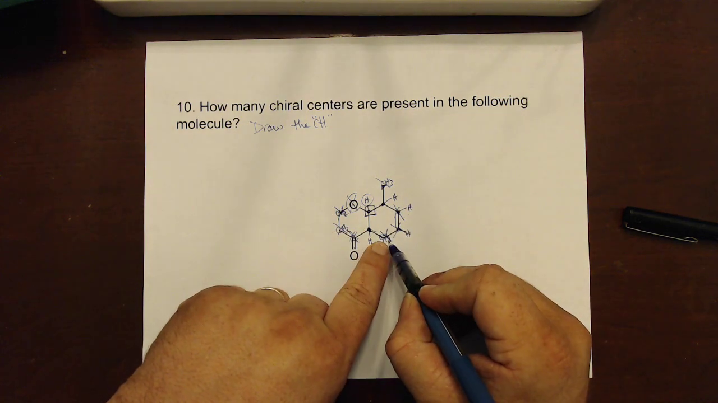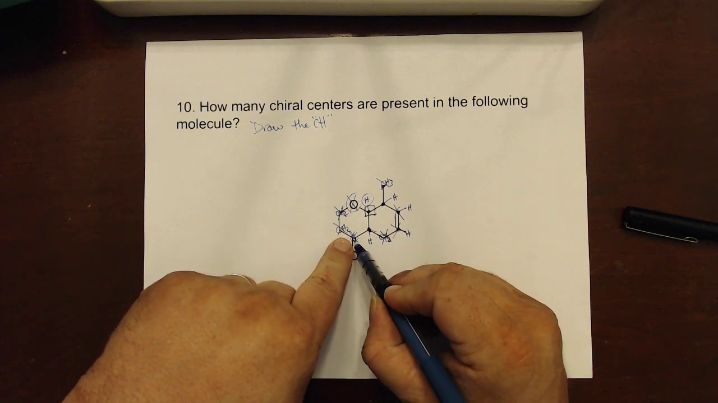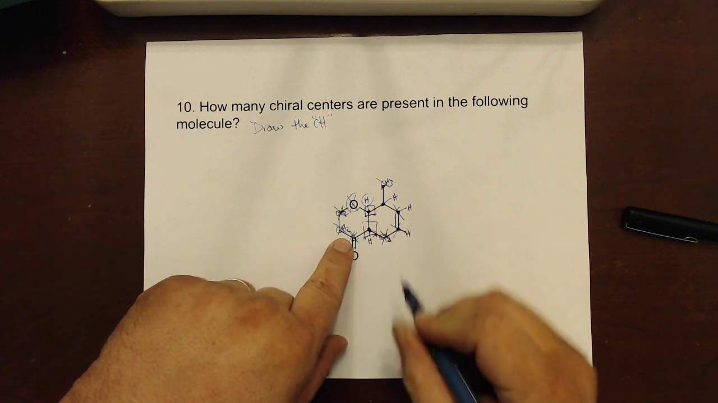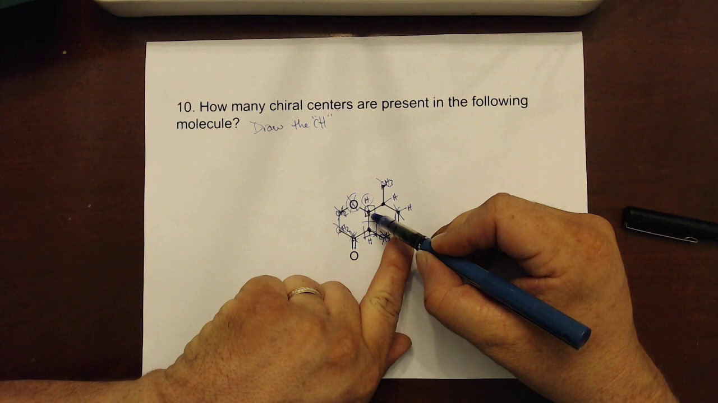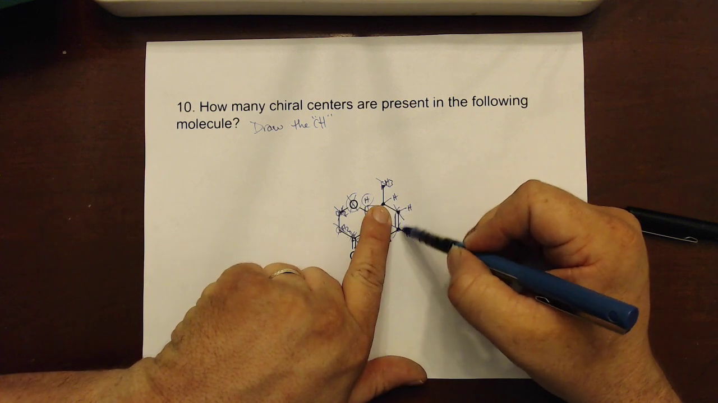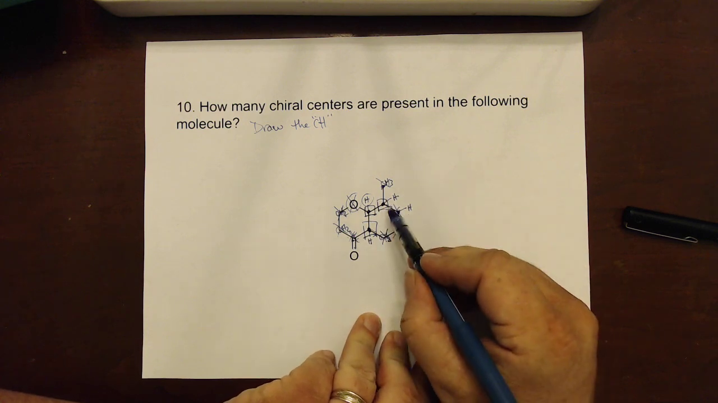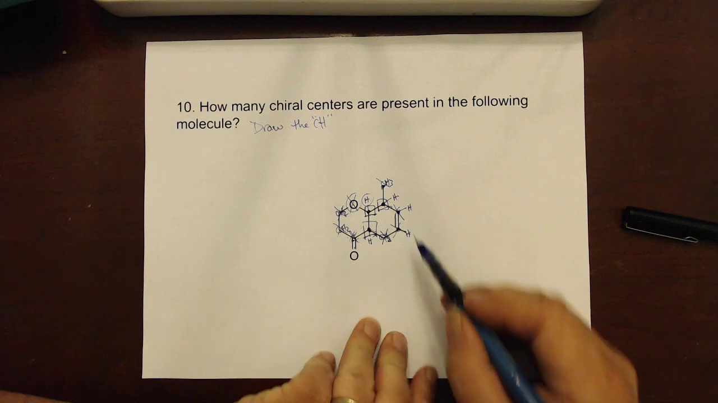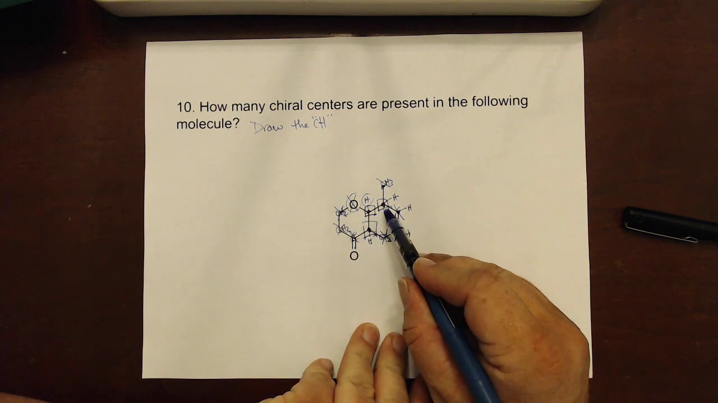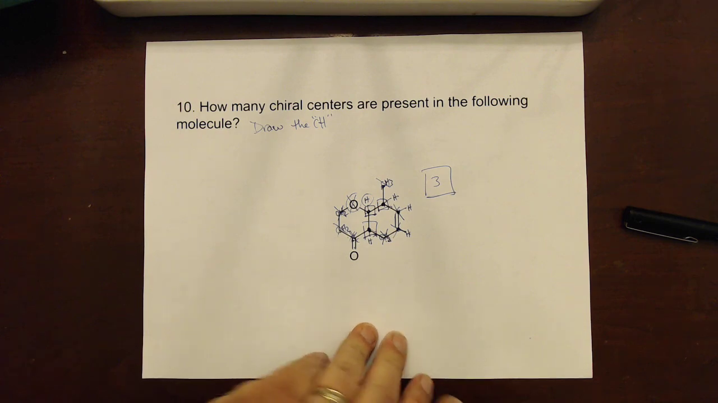We have a CH2, we have a CH, we have an H, and we have this C double bond O here. So there's a chiral center here. Now for this one, we have a CH3, we have a CH, we have a CH that's part of a double bond, and then we have an H. Again, we have 4 different things hanging off of that carbon. So we have 1, 2, 3. So with that, we have 3 chiral centers in the molecule. Okay?